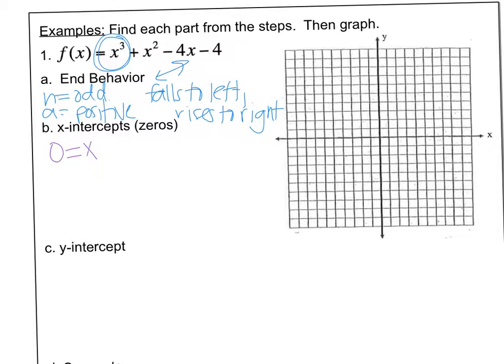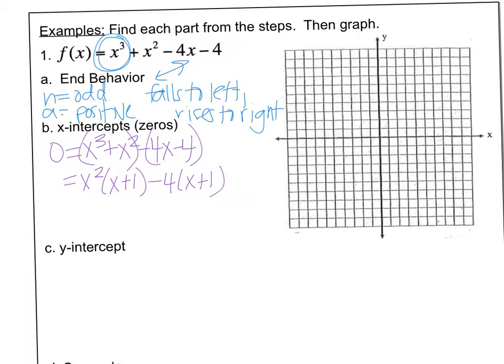How do I find the zeros? I said equal to 0. To solve this, I have to factor by grouping, because there are 4 terms. So I'm going to do x squared times x plus 1, and then minus 4 times x plus 1. That gives x squared minus 4 times x plus 1, still equal to 0. Make sure you bring that down.